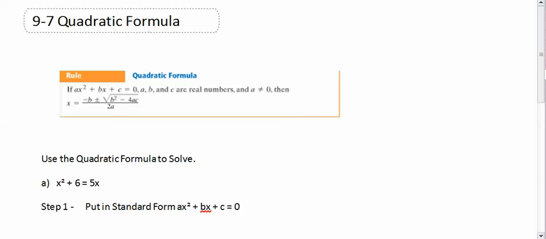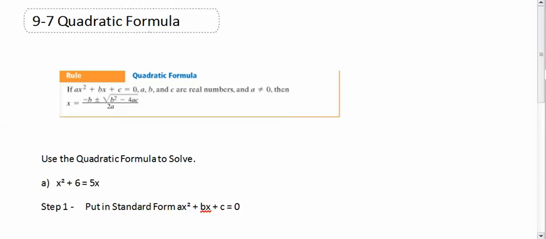the quadratic formula. It says if ax squared plus bx plus c equals 0, a, b, and c are real numbers, and a is not 0, then the formula is x is equal to negative b plus or minus the square root of b squared minus 4ac all over 2a. Okay, so that's the formula for the quadratic equation, or the quadratic formula. Alright, now we're going to use a quadratic formula to solve.